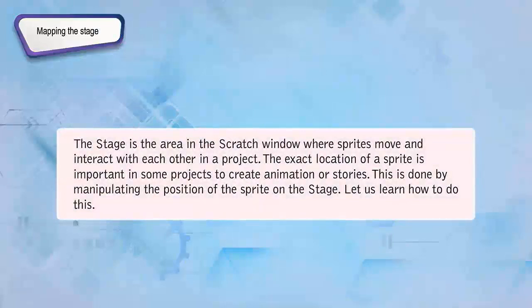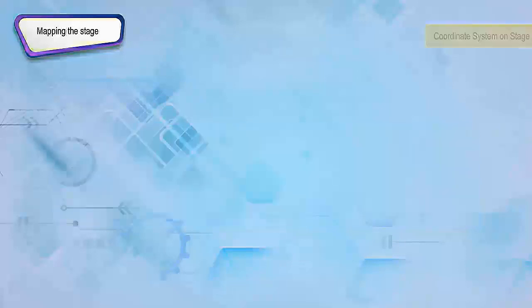Mapping the stage. The stage is the area in the Scratch window where sprites move and interact with each other in a project. The exact location of a sprite is important in some projects to create animations or stories. This is done by manipulating the position of the sprite on the stage. Let us learn how to do this.